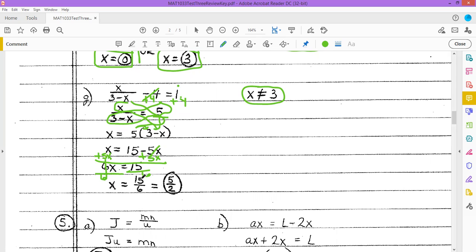x equals 15 over 6. But this can be reduced because both of these terms can be divided by 3. And when we divide by 3, 15 divided by 3 gives us 5. 6 divided by 3 gives us 2. So 5/2 will be our solution.